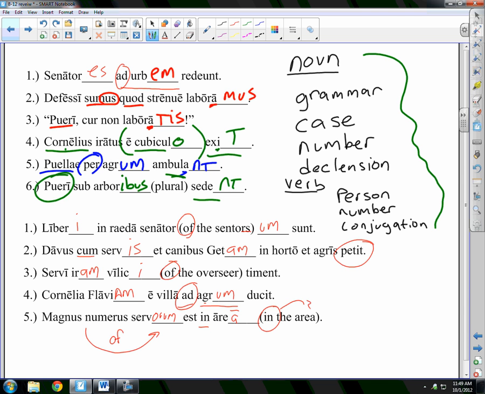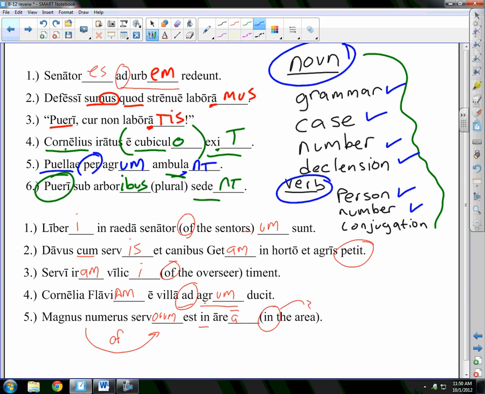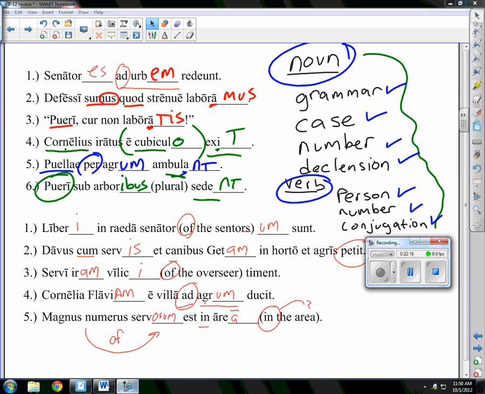Once again, I ask myself, is it a noun? Is it a verb? And then I ask myself the grammar, the case, the number, the declension for a noun. I ask myself the person, the number, and the conjugation of the verb. I should do a lot better whenever I'm dealing with picking out the right endings. And don't forget, that's a lot of points tomorrow for your test.